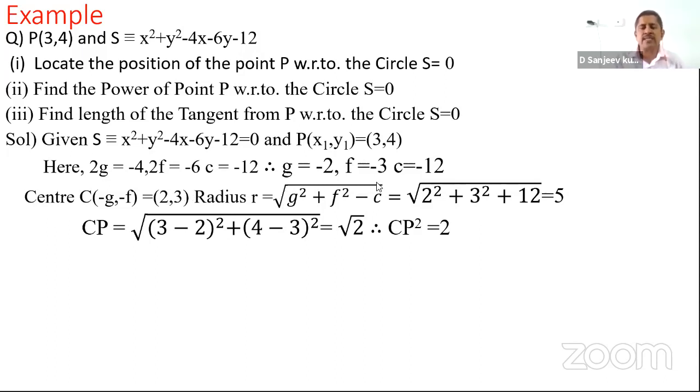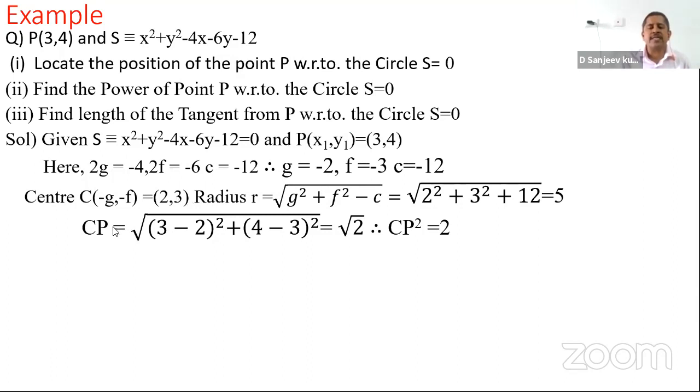Radius, we know the formula as root over g square plus f square minus c. So g value is minus 2, f value is minus 3. So you get minus 2 whole square plus minus 3 whole square minus of minus 12. So it is going to be 5.